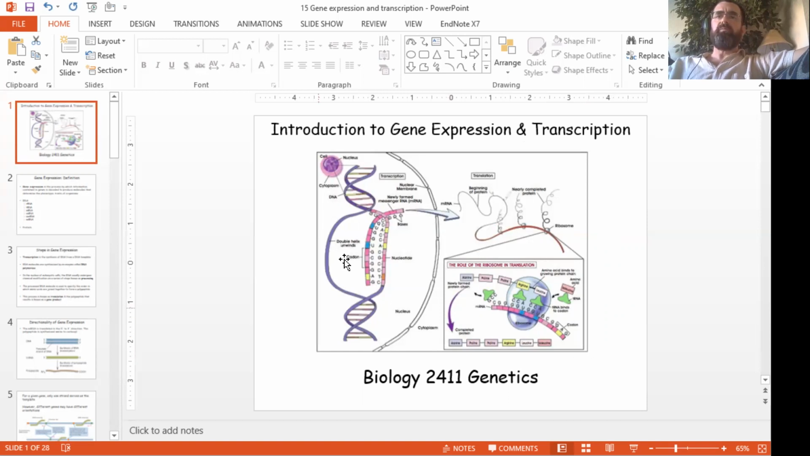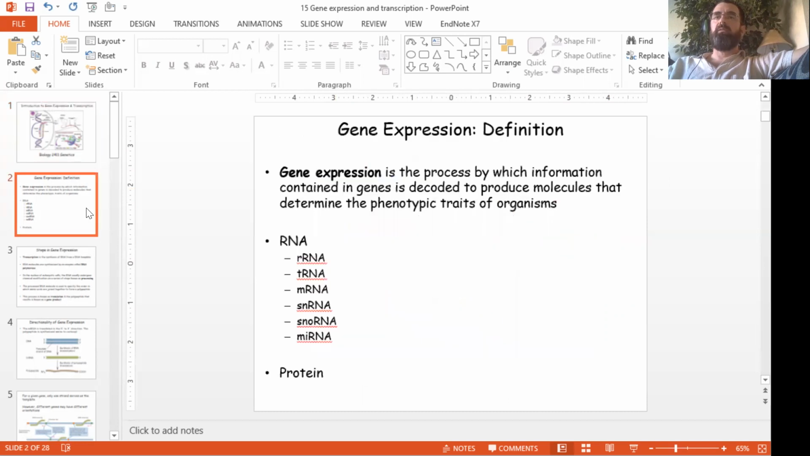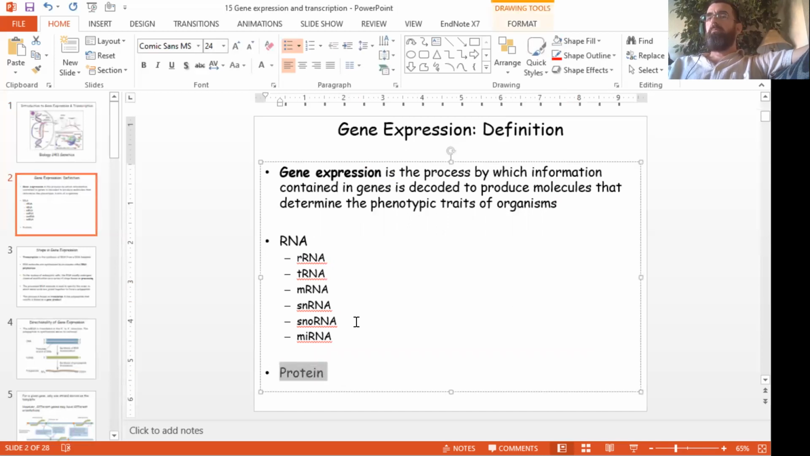And so this is really a way of getting information from the nucleus, where it's encoded in DNA and stored there, into a form that can do something, which in most cases is a protein. In some cases, you have non-coding RNAs, which we'll talk a little bit about here. So really this is the process by which that information is turned into something that does stuff. And typically we're talking about protein, but there are many forms of RNAs which do stuff.